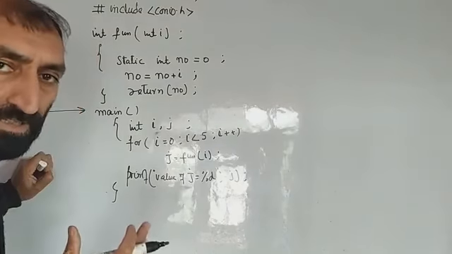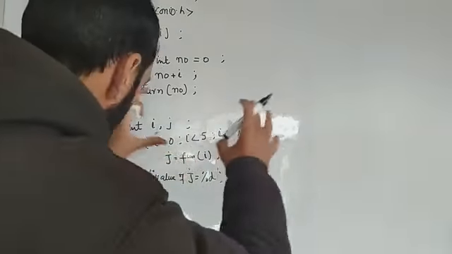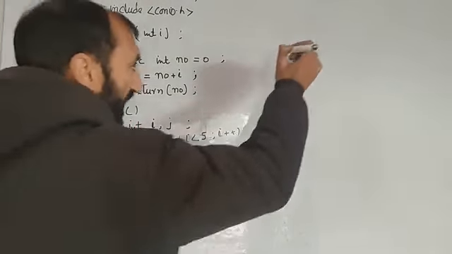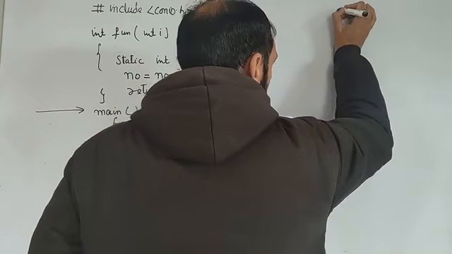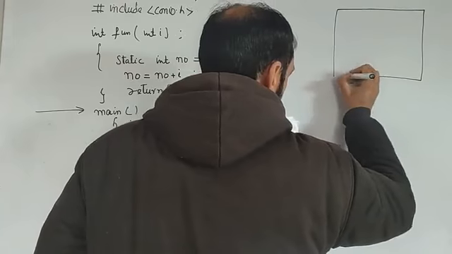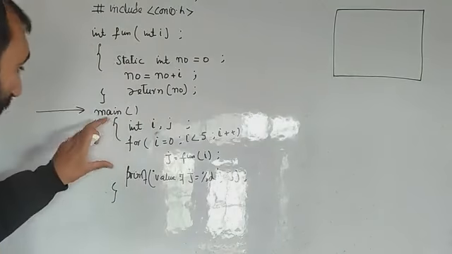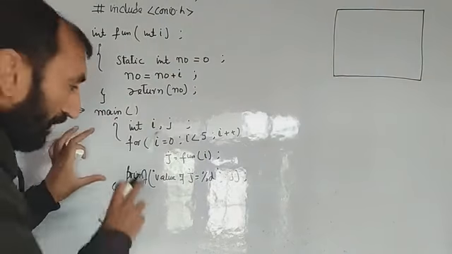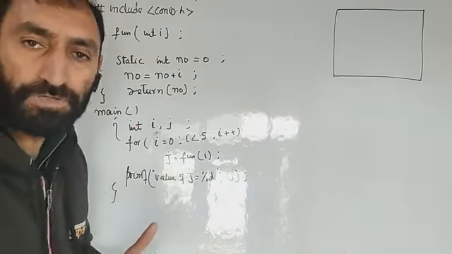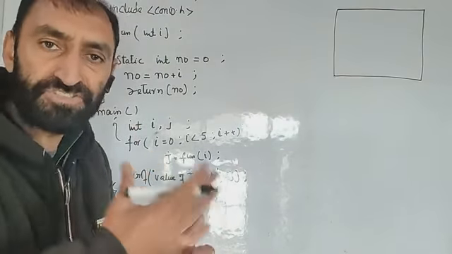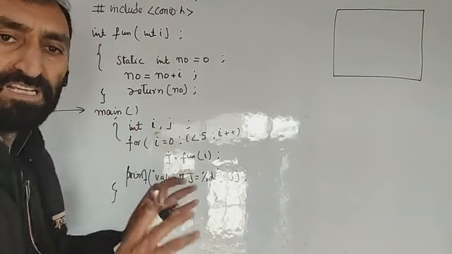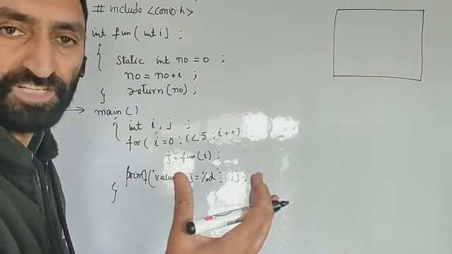So what will happen? Internally, the memory manager will allocate some memory for this main program. For example, this is the memory allocated by the memory manager for this main function. Actually, what is this main? This is also a user defined function. We have already discussed it in the previous videos.